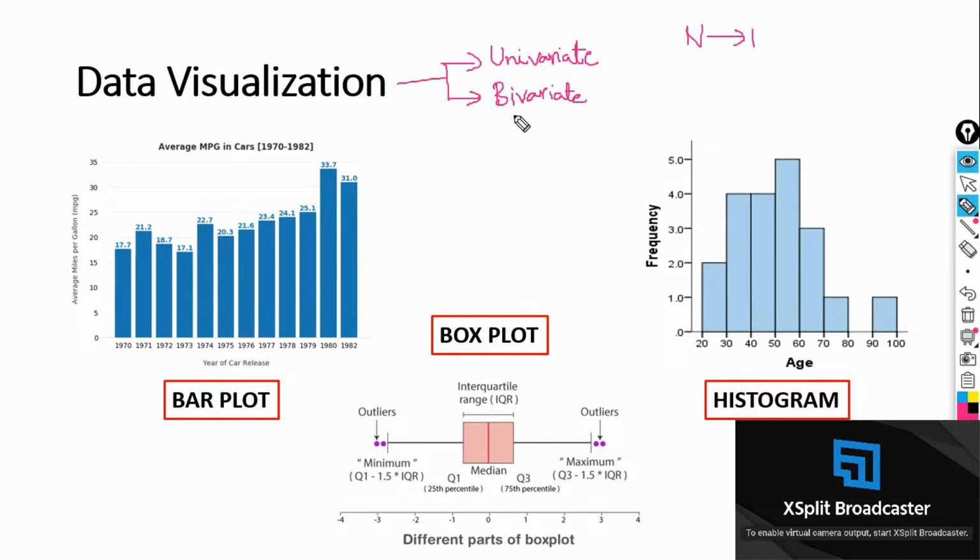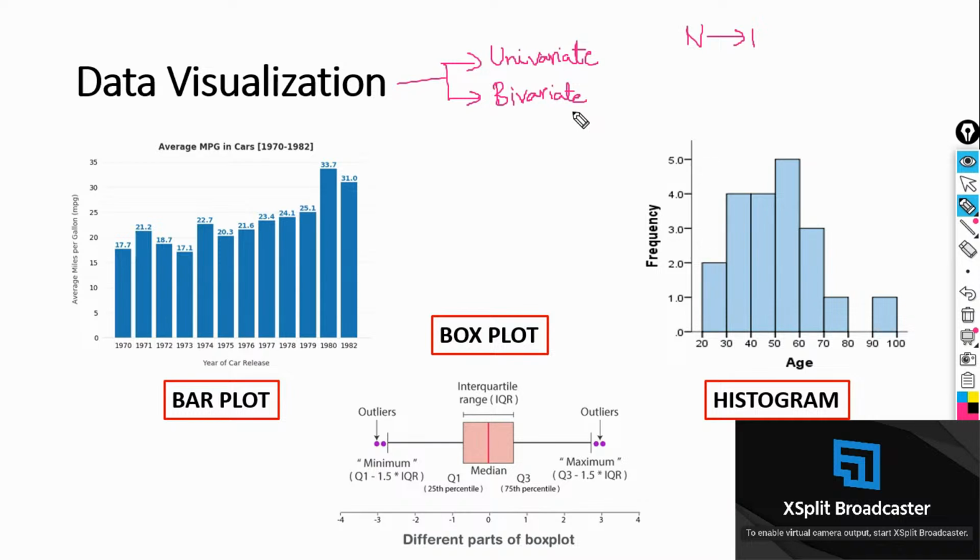What is the meaning of bivariate then? Yes. Visualizing two columns at a time. So instead of visualizing one column, we'll take two columns at a time and then we'll visualize. Such kind of visualizations are called bivariate visualizations, bivariate plots.